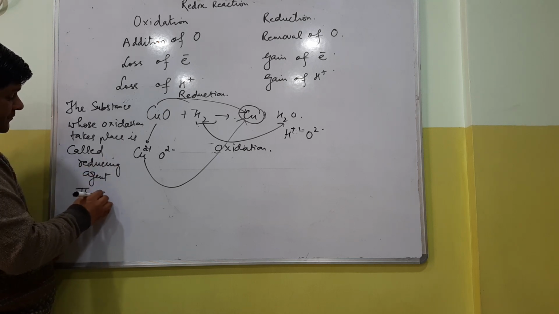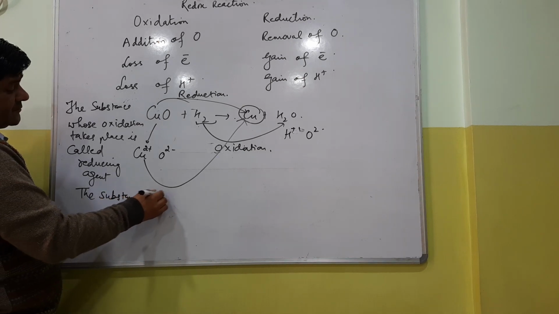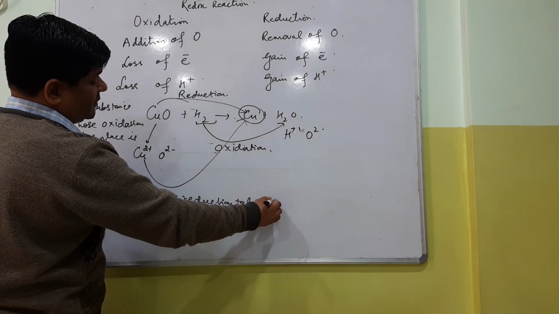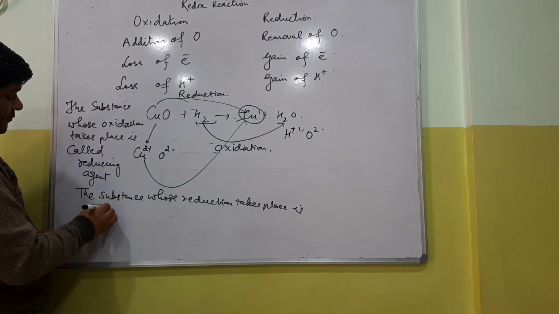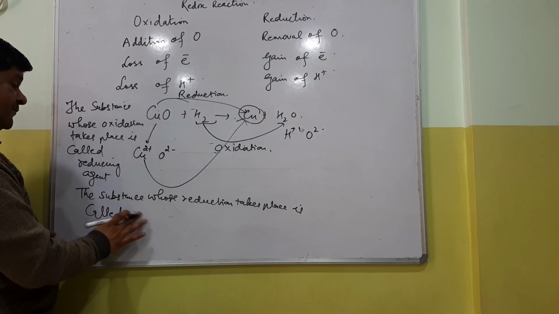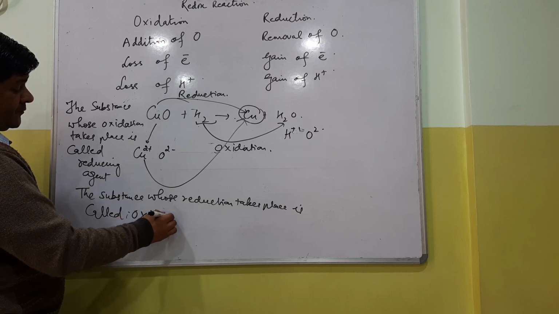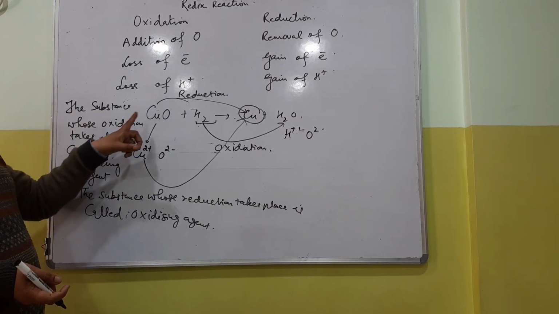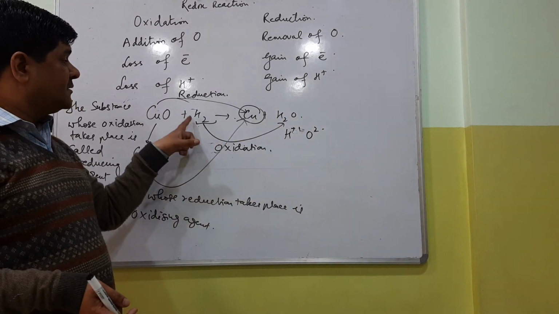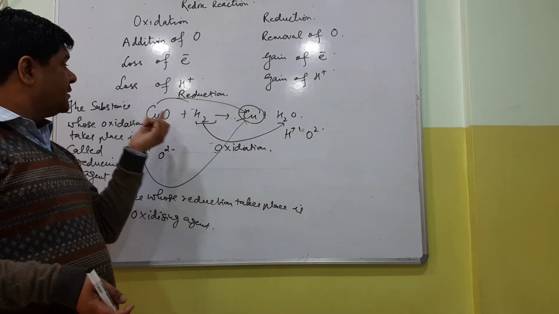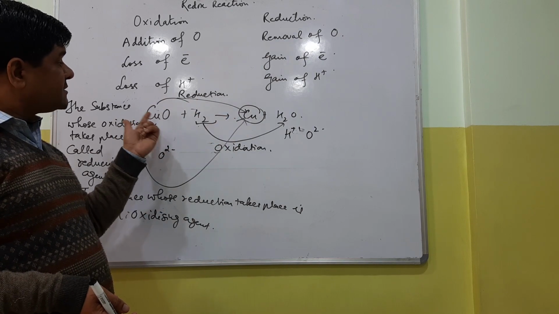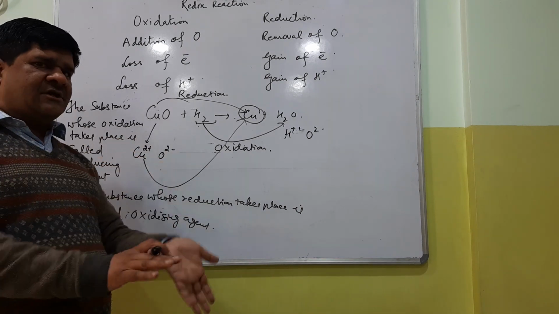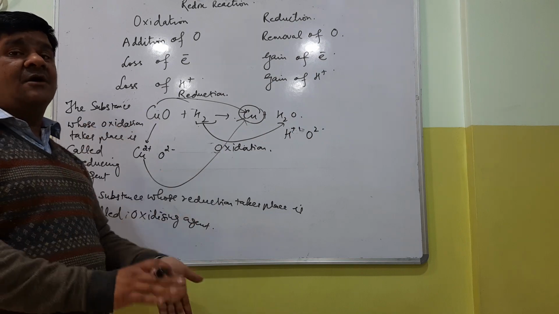And the substance whose reduction takes place is called oxidizing agent. So it is just the reverse. The substance whose oxidation takes place, here the oxidation of hydrogen takes place, so hydrogen is reducing agent. Here reduction of copper oxide takes place, so copper oxide is oxidizing agent. Just the reverse. जिसकी ऑक्सीडेशन होगी वो रिड्यूसिंग एजेंट है, जिसकी रिडक्शन होगी that will be oxidizing agent.